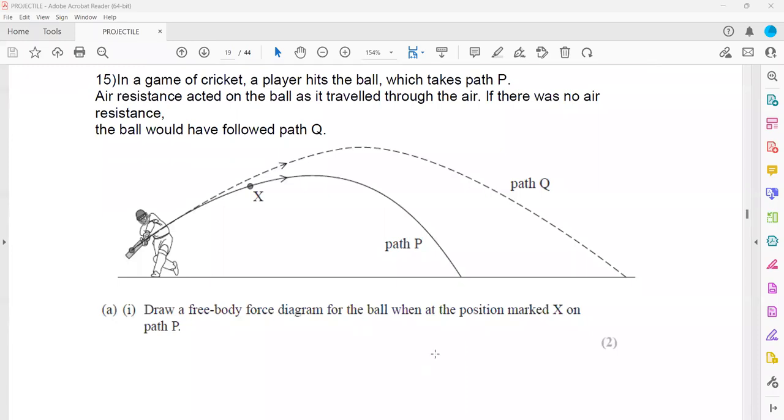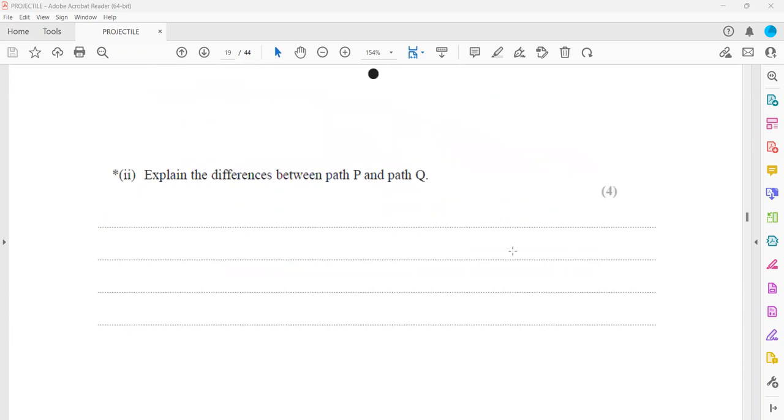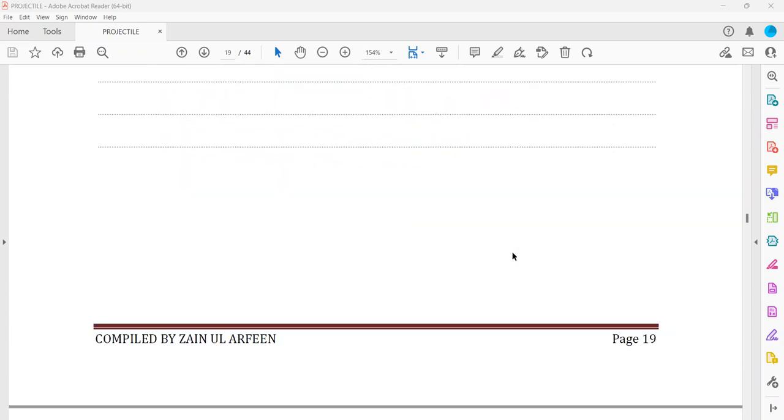So two differences, one is the range, another one is the height. Why is the range smaller? Because the horizontal component decreases, lower horizontal component. And why does the maximum height decrease? Because there's a greater downward force which increases the deceleration or reduces the vertical component.